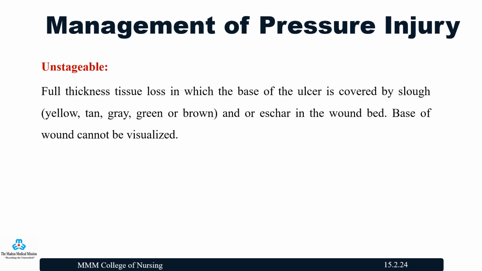As we discussed earlier, apart from stage 4, there is another stage that is known as unstageable pressure injury. This is when there is a full thickness tissue loss in which the base of the ulcer is covered by slough, yellow, tan, gray, green or brown color, or the eschar in the wound bed is present. So the base of the wound cannot be visualized because of the presence of this eschar. We are unable to stage which stage of pressure injury it will come under. So that is known as unstageable pressure injury.